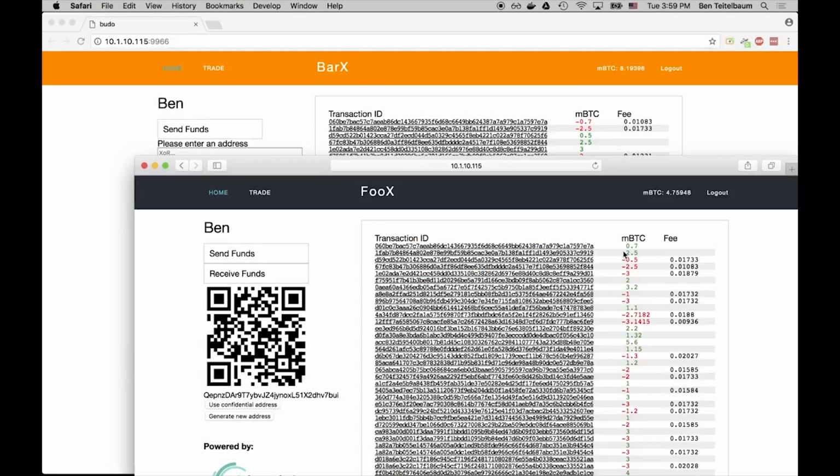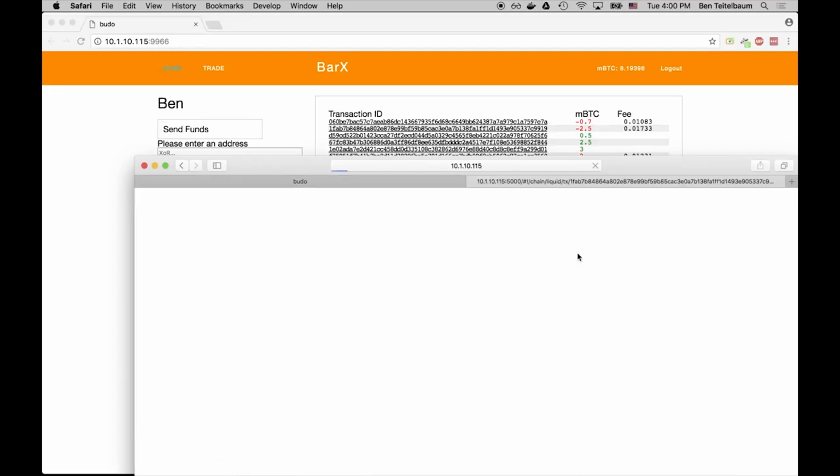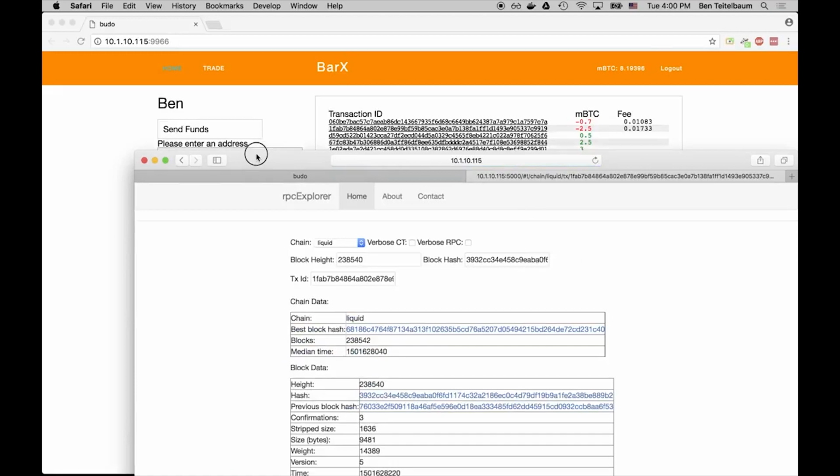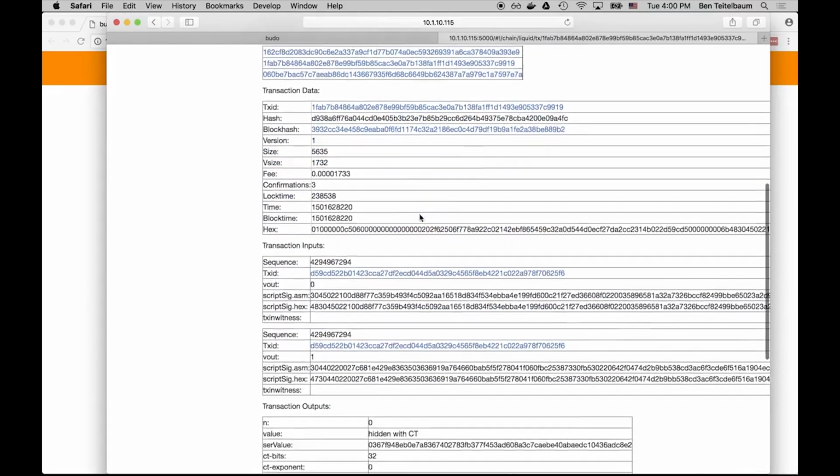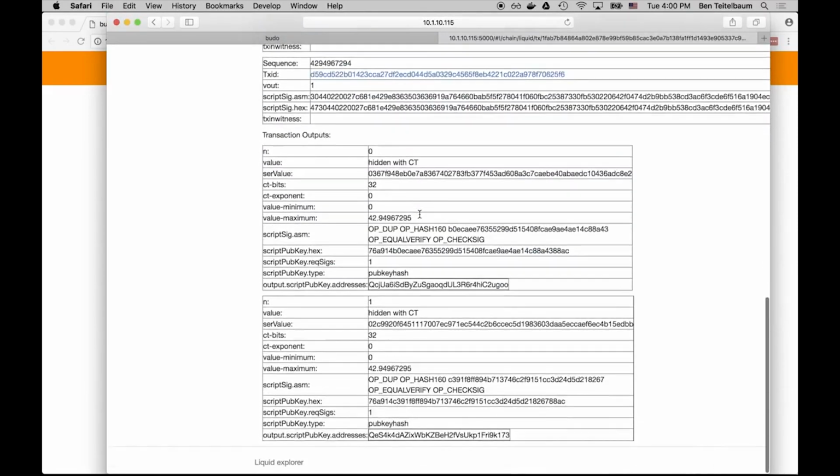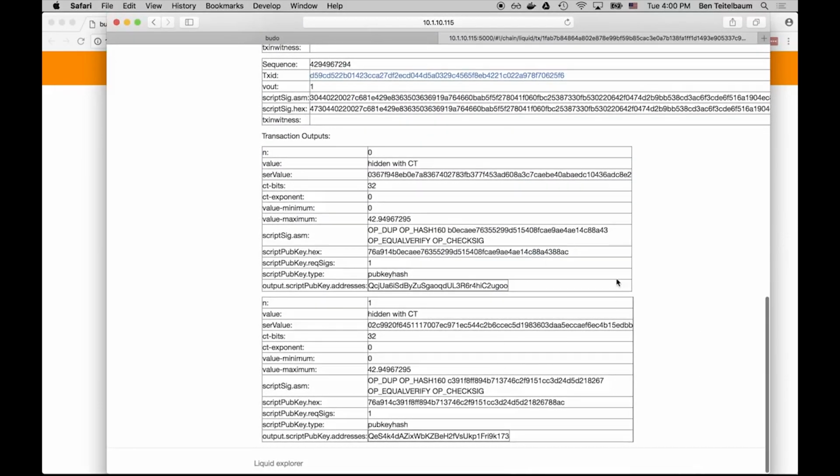Excellent. So we actually wrote a customized block explorer for Liquid so we can drill down and look at these two transactions. The first one was 2.5 millibitcoin. I believe this was the confidential transaction. So here are its outputs. What are we seeing here, Glenn? What you'll notice here is that both of the values show up as hidden with CT because this block explorer is a third party. It's not the sender or the recipient of this transaction. And so it can't tell anything about the values, but it can still see the flow of coins.